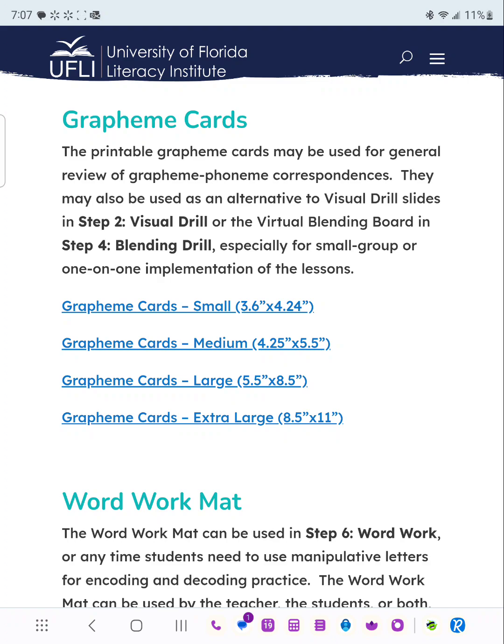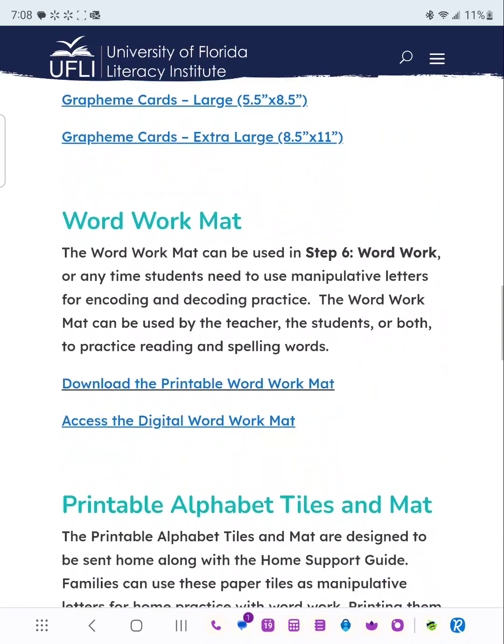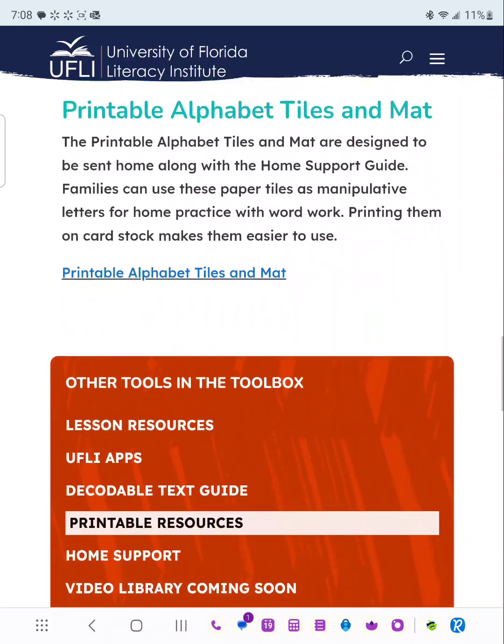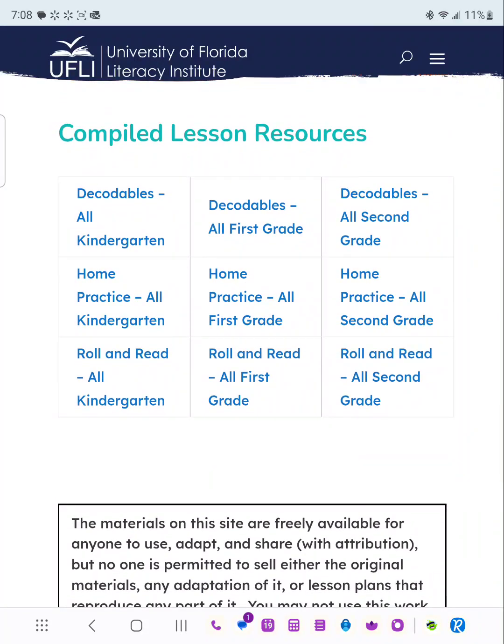That means we manipulate that however we need to, and every 5 lessons that we complete, the kids take a test on it. Those little half sheets that we send you, a half sheet on one side and a decodable on the other side that I send home for homework, that's where these come from. Okay? So here's all your grapheme cards and things, work mats that can be printed out, alphabet tiles, and all of that good stuff. But let's look down here where it says compiled lesson resources.